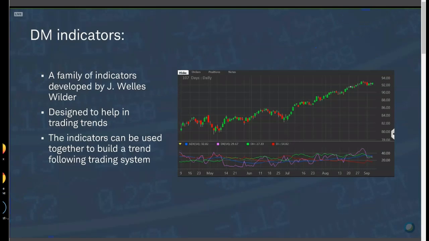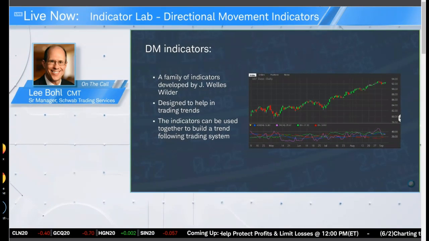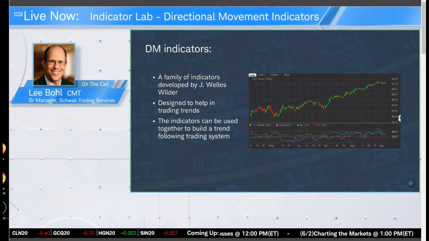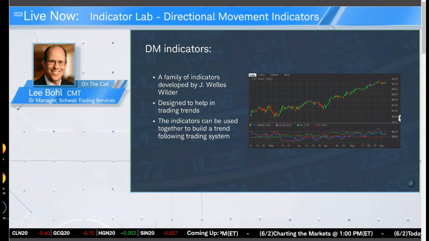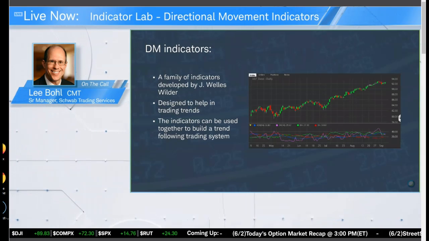All right, so this is a group of indicators. It's not just one, it's a whole group of them, and they were developed by a fellow named J. Wells Wilder in 1978 in a self-published book, New Concepts in Technical Trading Systems. Mr. Wilder was a very prolific indicator developer. He was trained as an electrical engineer, but then moved into commodities trading.